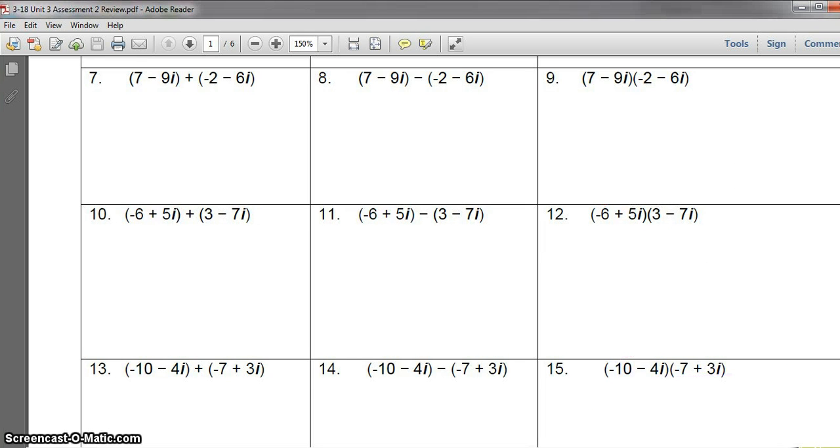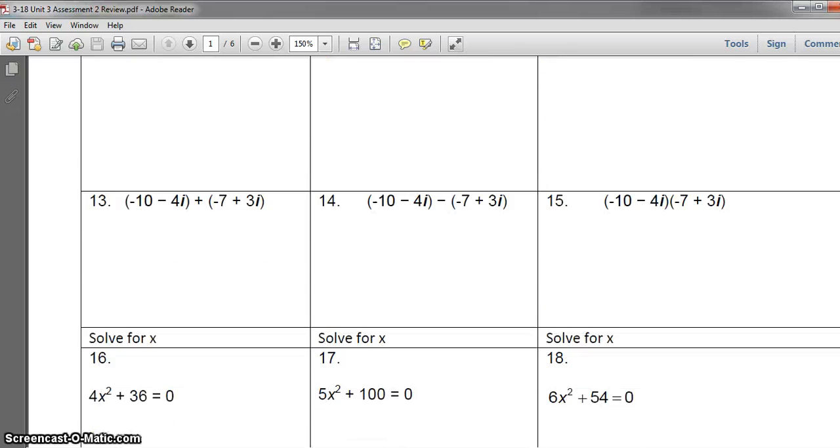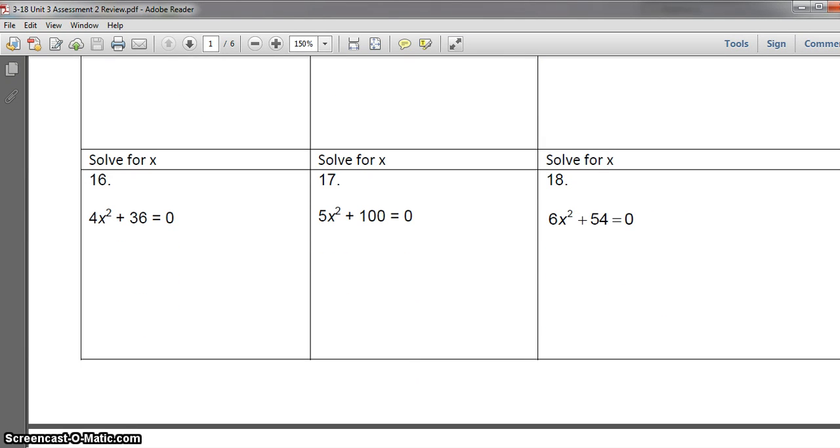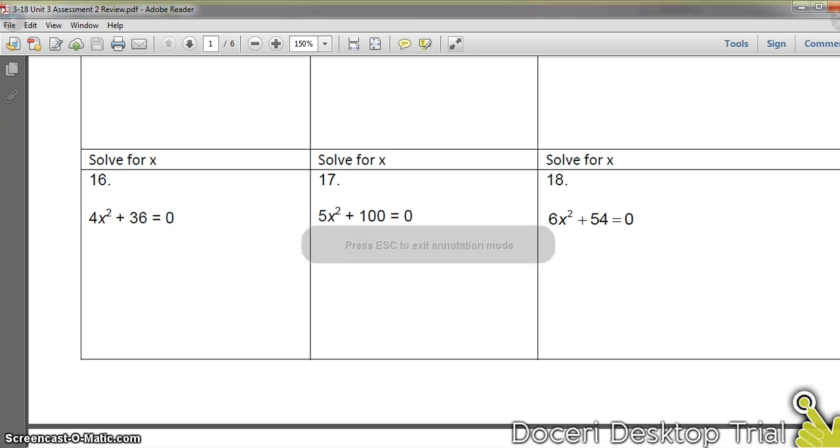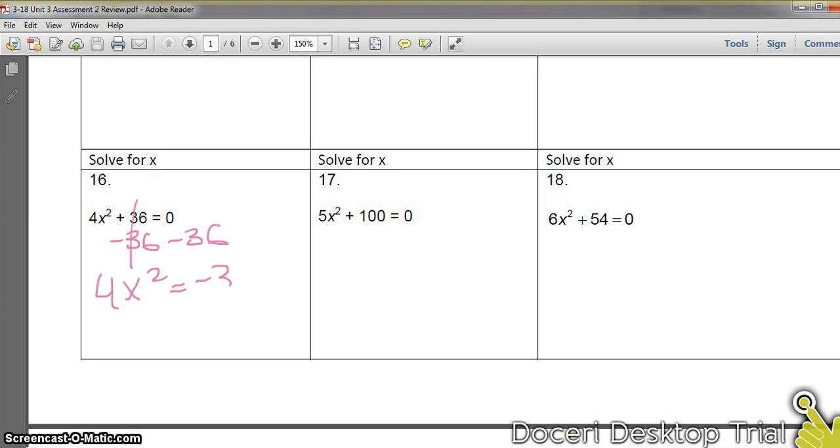Now let's move on to numbers 16 through 18. Now let's talk about number 16. They want me to solve for x, and since there's only x squared, there is nothing else. So the easiest way to solve this one is by moving the 36 to the other side by subtracting 36 from both sides. Plus 36 minus 36 is gone. So 4x squared is equal to negative 36.